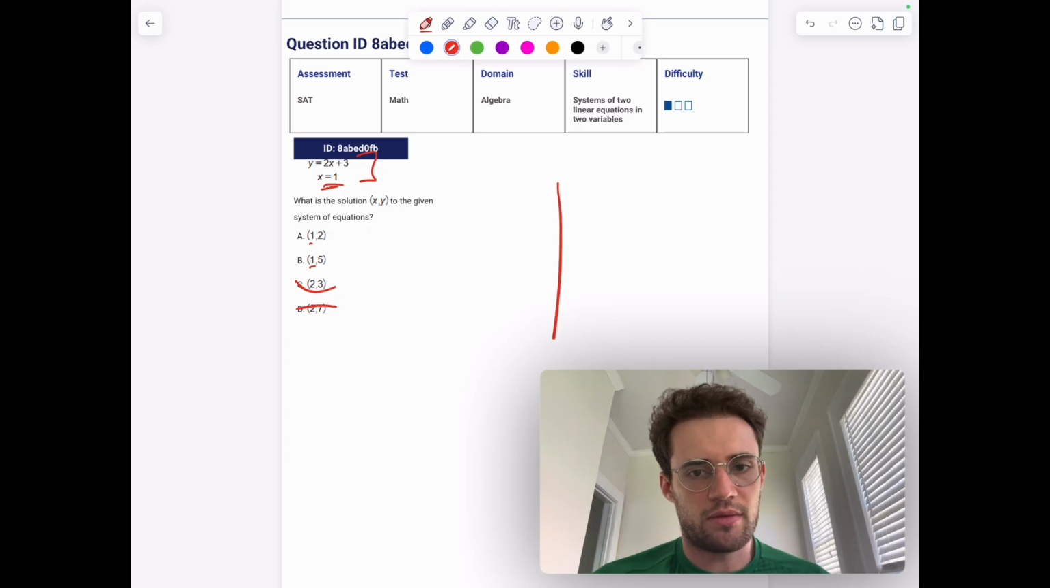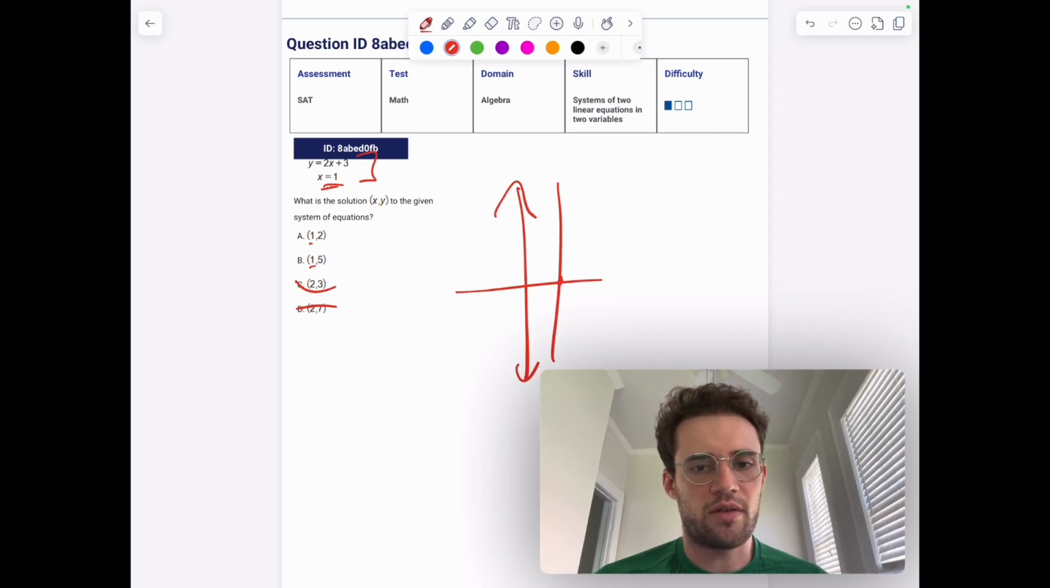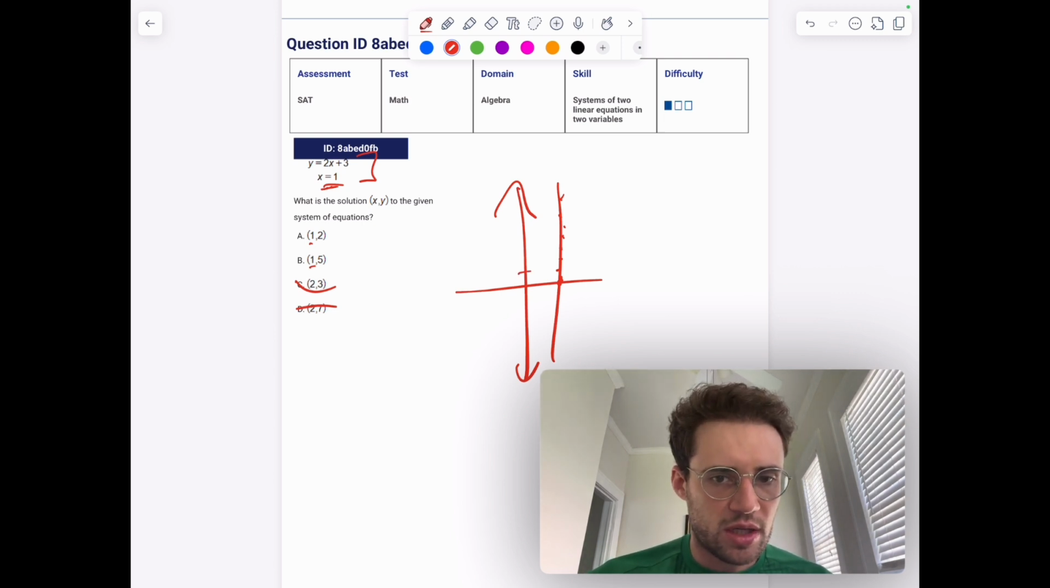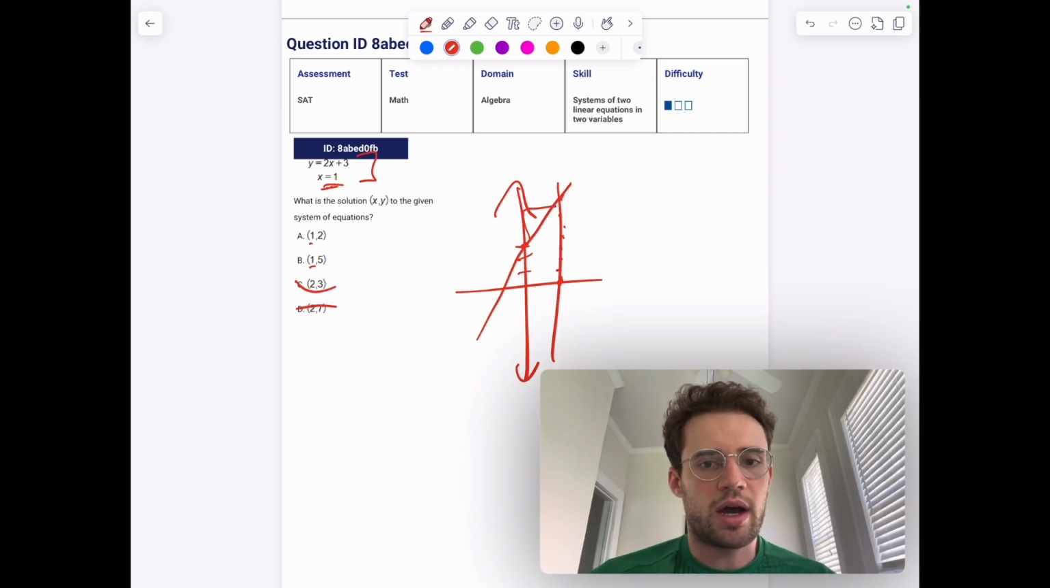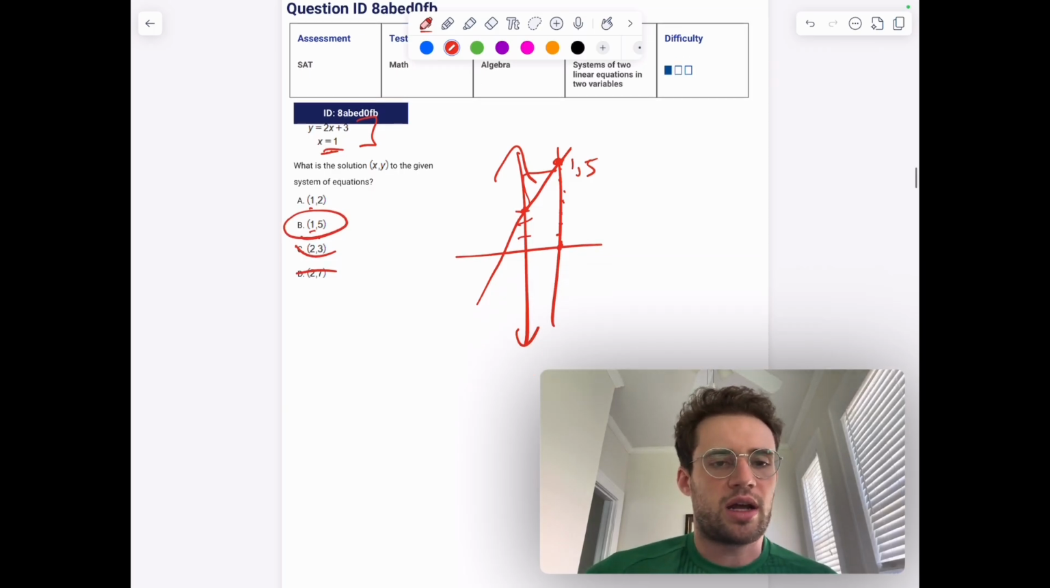Right, this is a vertical line at 1 over from the y-axis. So all of the points on here will have an x value of 1. And then 2x plus 3, so we're up 3. And it's going up 2 over 1 like that. So you could just go, okay, it's going to be 2 higher than that, so it's going to be this point at 1 comma 5, which is B. But I'm going to show how to do it algebraically. I was just doing a quick graphical solution.